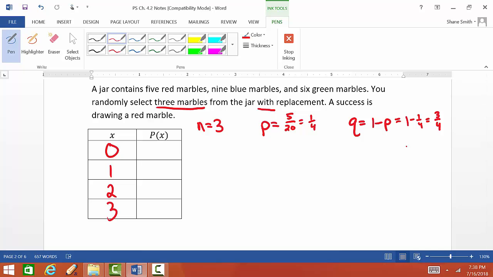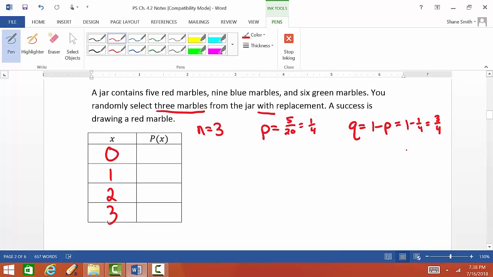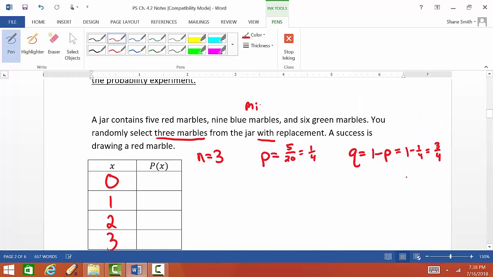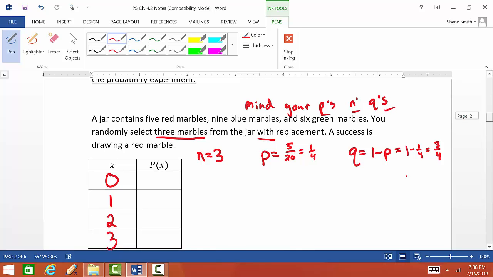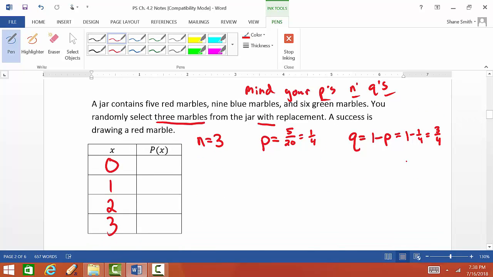It'll help you out. And I always like to remember the phrase, mind your P's and Q's. Get it? Mind your P's and Q's. Okay. Anyway, fun math pun there.